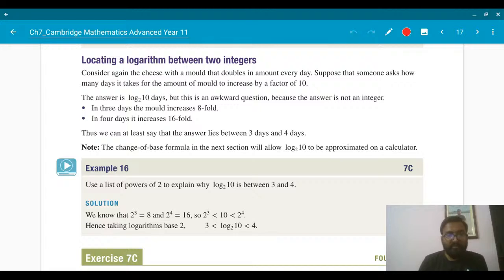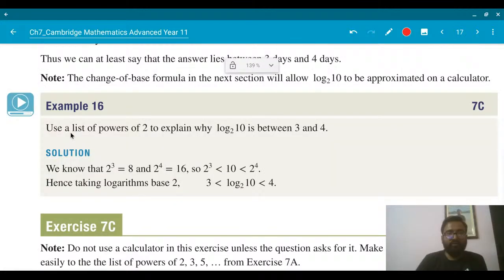In that case, this will be helpful: locating a logarithm between two integers. We might not get the exact value, but we might give the answer on an average, in between 3 and 4. So can you see: use the list of powers of 2, explain why log 10 base 2 is between 3 and 4.